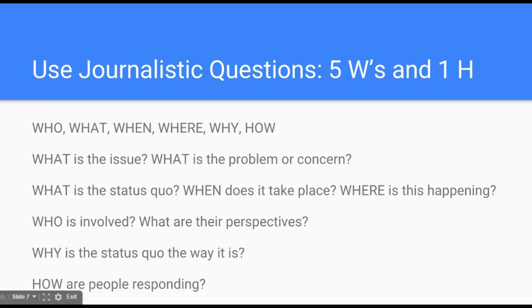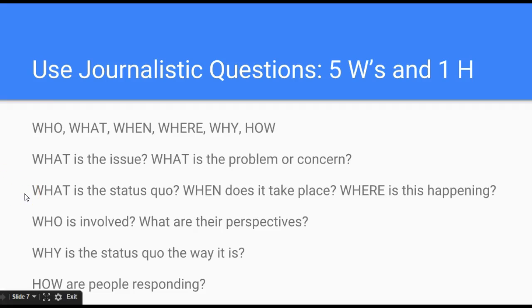And lastly, no matter which kind of organization you use, make sure you've covered the journalistic questions, the 5 W's and the 1 H. And you remember that inquiry is a subgenre of journalism, so think like a reporter. Have you covered who, what, when, where, why, and how? Be sure you've covered what is the issue, what is the problem or concern that motivated you to write about this in the first place.